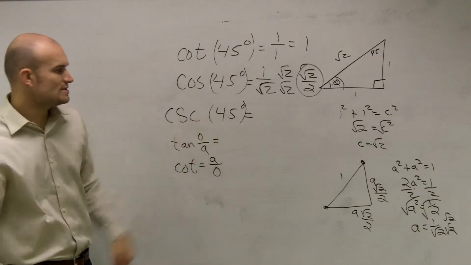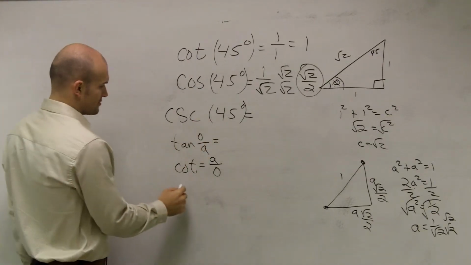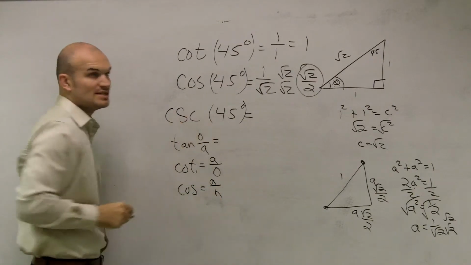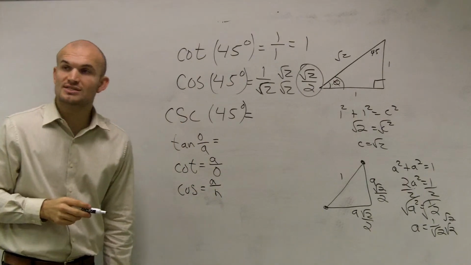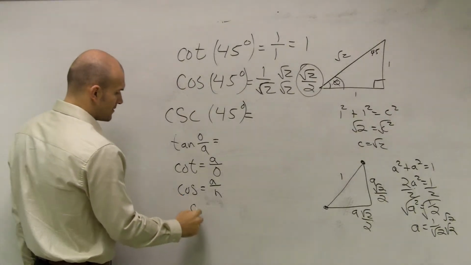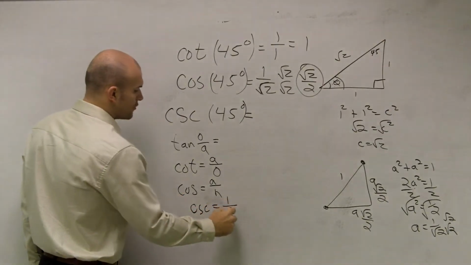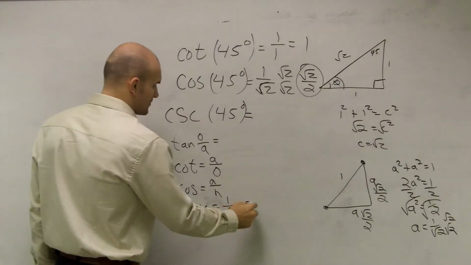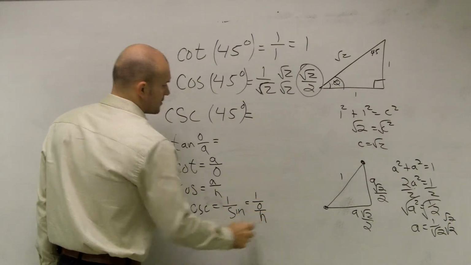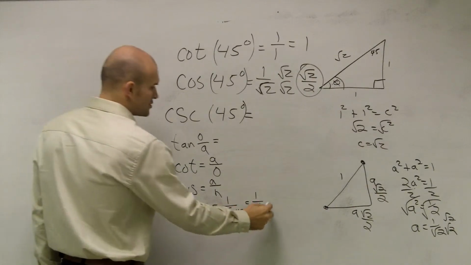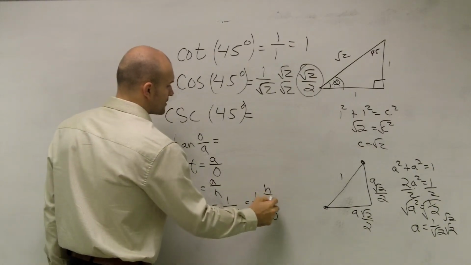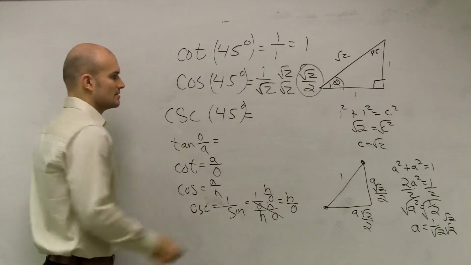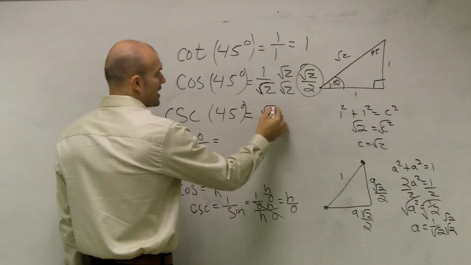Okay? And cosecant, let's write that down. Cosine was adjacent over hypotenuse. Cosecant, remember, is 1 over sine. Well, sine is opposite over hypotenuse, so the reciprocal is hypotenuse over opposite, because those cancel out. So your hypotenuse over your opposite.